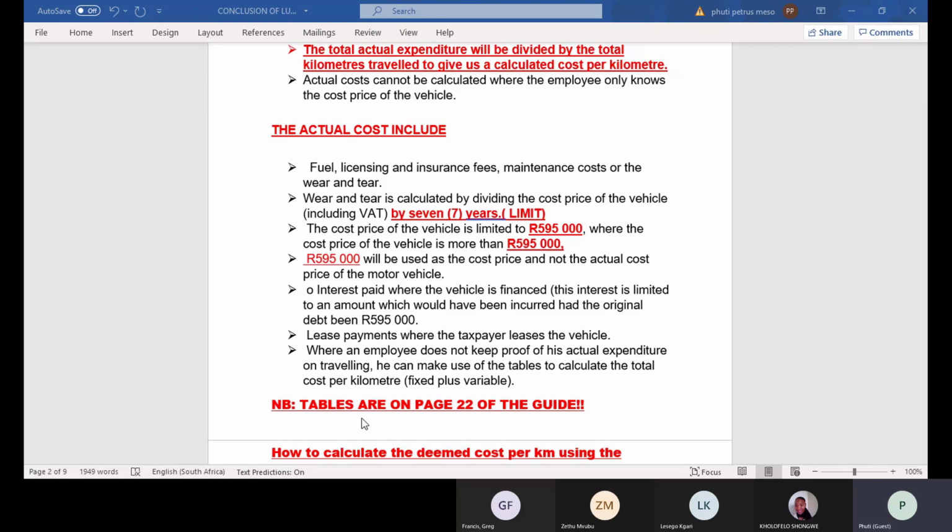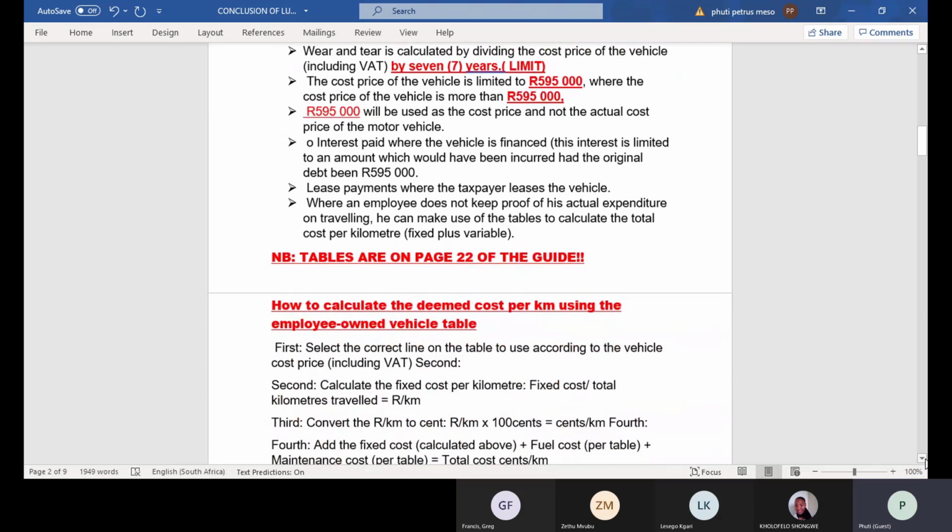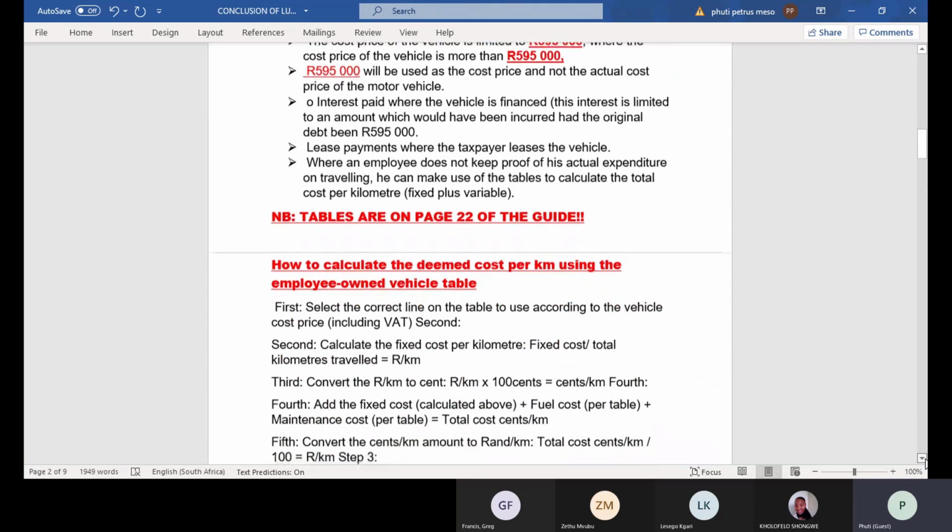Right, it says when an employee does not keep proof of his actual expenditure on traveling, he can make use of the tables to calculate the total cost per kilometer. I think it's somewhere on page 22. Let me look at the page number. It's on page 22 when you do the step 2 for the cost per kilometer calculation. Make sure you note that one down. I'm going to go back to the notes again now. All right, I've noted this one down here. It says NB tables on page 22, the guide.